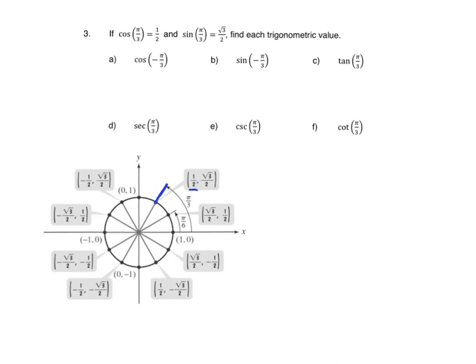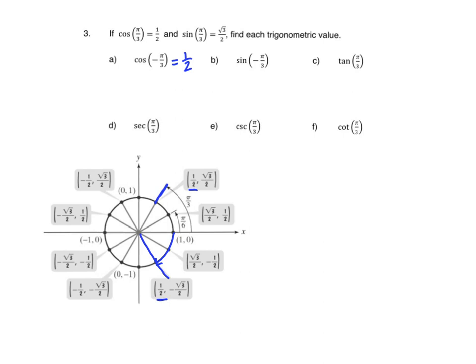If we go negative pi over 3, that just means we go in the opposite direction. We go clockwise instead of counterclockwise, 60 degrees. And there it is. And so if we look at the x value there, we see that it's also 1/2. And that's because cosine is what we call an even function. In other words, whether you put positive pi over 3 in or negative pi over 3 in, opposites, you still get the same thing out, okay?